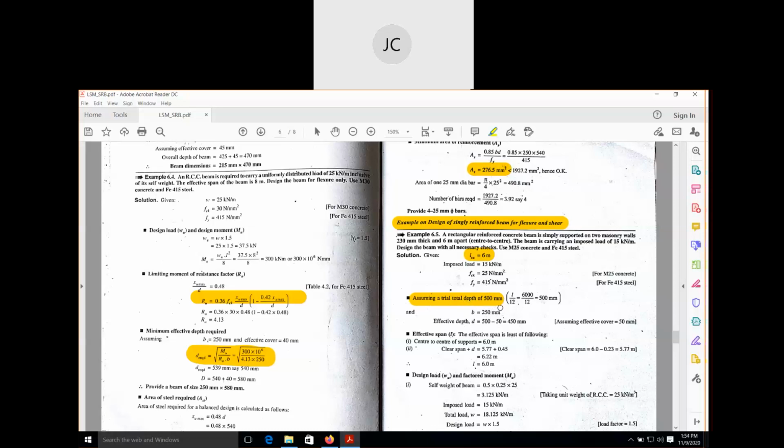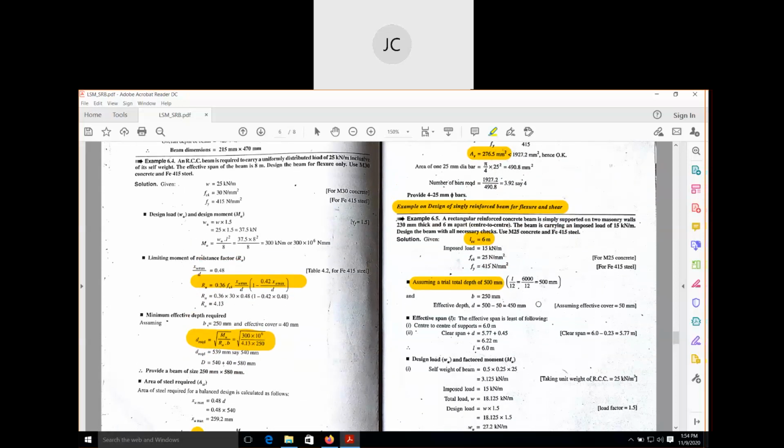Effective depth: we again have to assume an effective cover for finding the effective depth. In this case we are assuming it is 50 millimeter. Therefore the effective depth will be total depth minus effective cover.